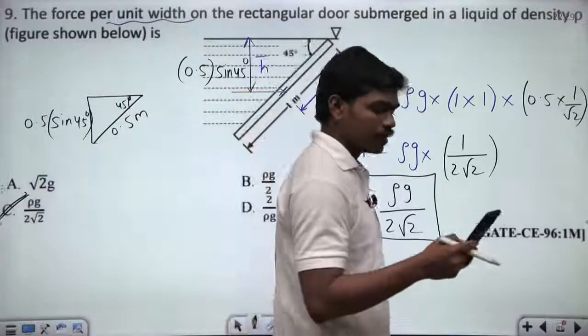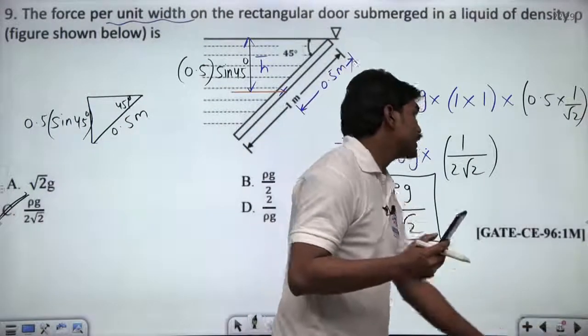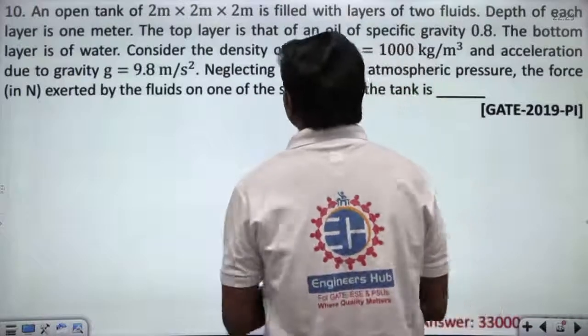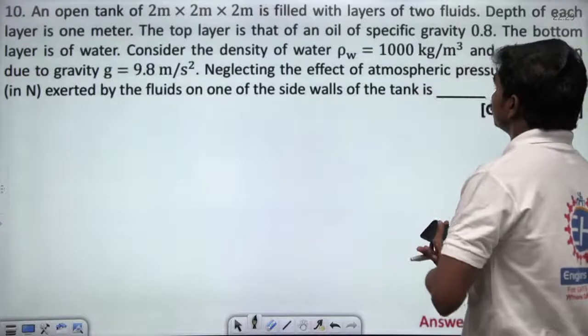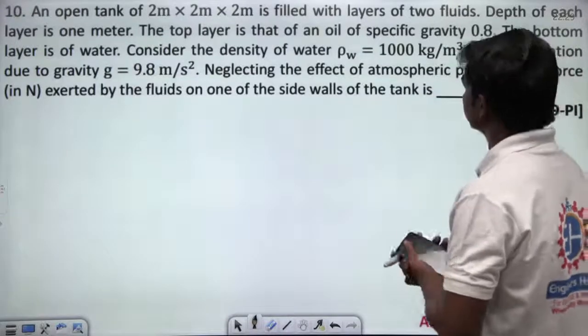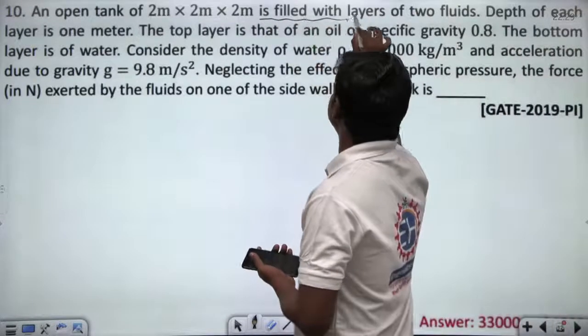Okay, fine. Now we can see this. Very good. Next, let's go for one more question. An open tank of 2 meter by 2 meter by 2 meter is filled with layers of two fluids. Good question. This is the next question.